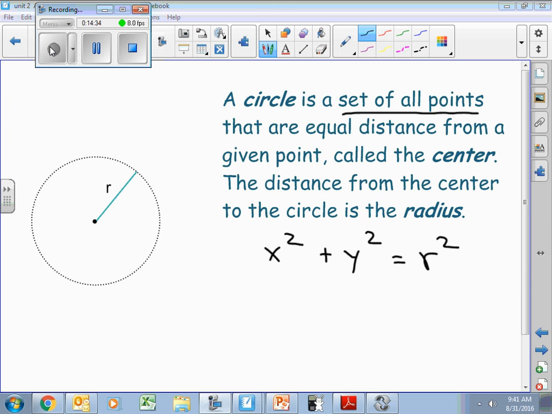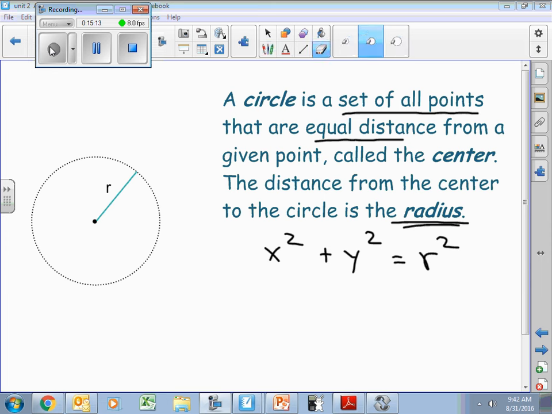Let's underline equal distance with your highlighter, please. If one dot is inside and another is outside, you don't have a circle. They have to be at equal distance. And of course, that distance from the middle, we call it the radius. Not sure when they made up that word or why. R stands for radius.